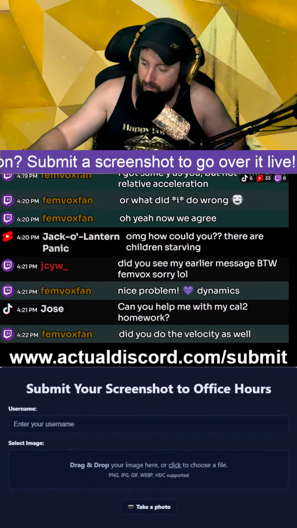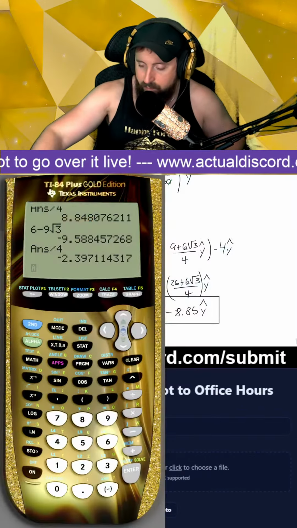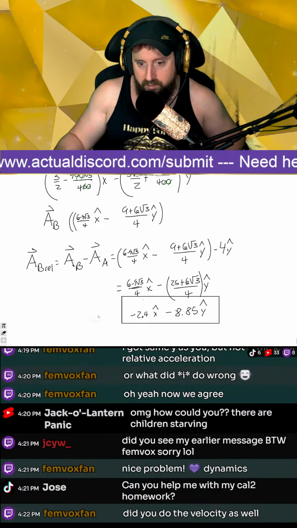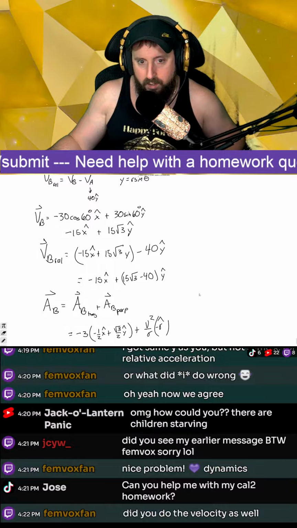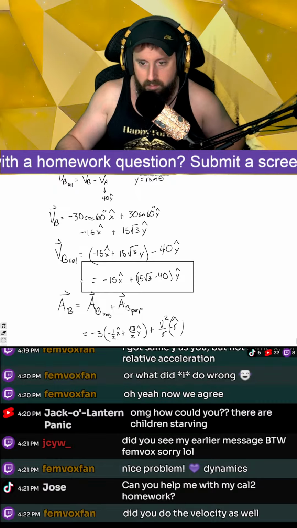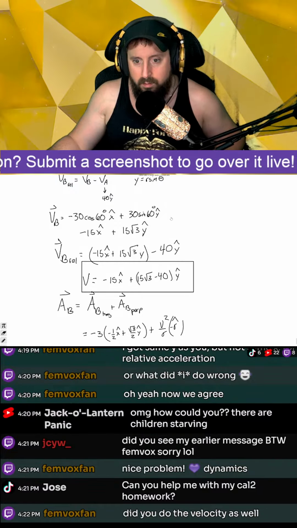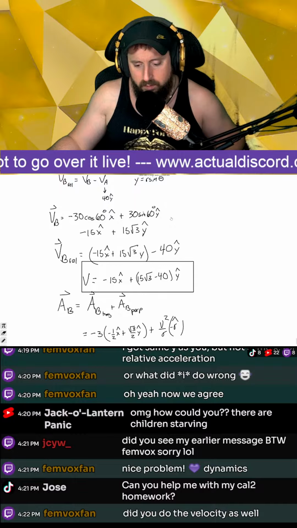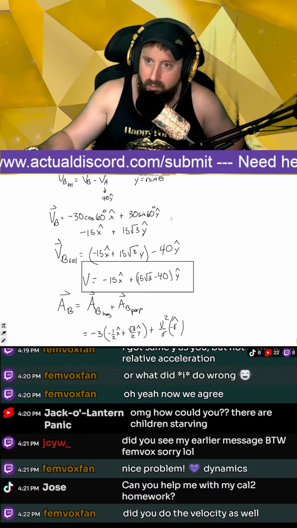I did do the velocity, yeah. Here, let me kill the calculator, sorry. This was my acceleration. And I think this was my velocity. I got minus 15 x hat plus 15 root 3 minus 40 y hat. Sounds about right. All right, let's see.